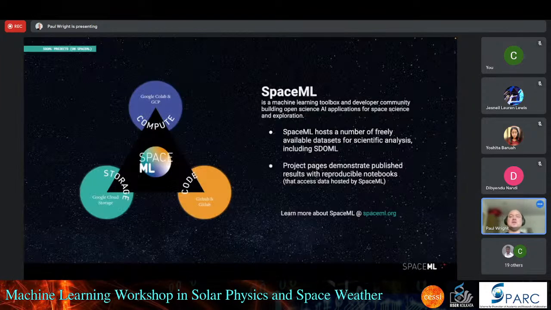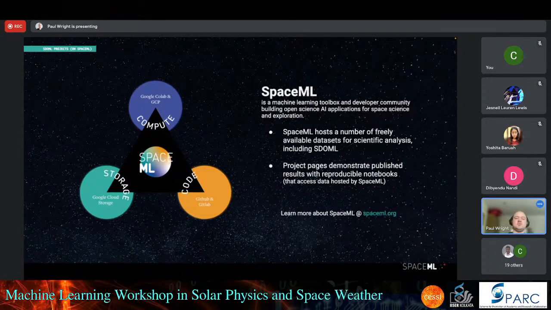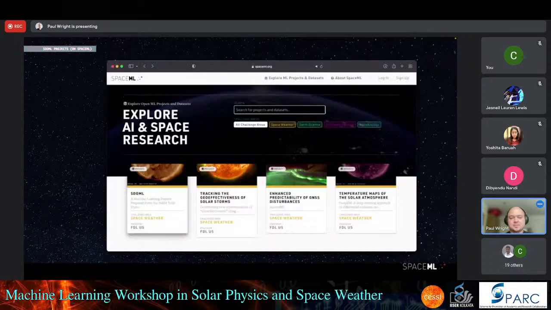So SpaceML is an open source, free project, and there's a machine learning toolbox and developer community building open science AI applications for space science and exploration. We host a number of freely accessible data sets for scientific analysis, including SDOML, and there are project pages that demonstrate the published results with reproducible notebooks. So this is trying to bring together storage, code, and compute all in one place to allow people to easily reproduce and use our data sets.